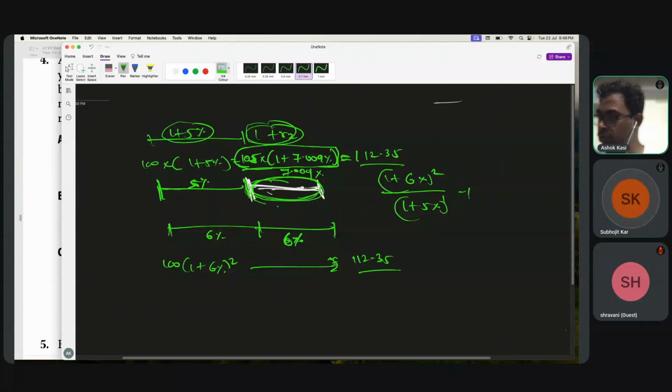So that's why this is called the reinvestment rate. You invest at 5% today for 1 year, and then after that for 1 year you invest at 7.009 percent. Or you invest today itself at 6% for 2 years. Both are going to give you the same return. So this is called the break even reinvestment rate.